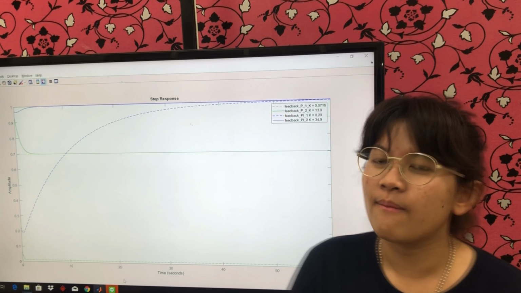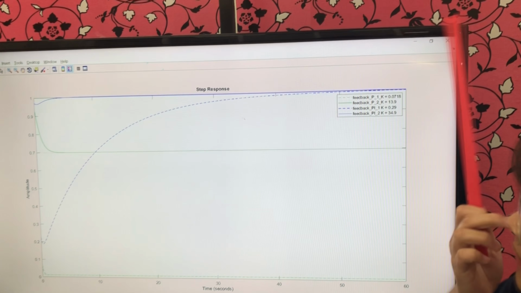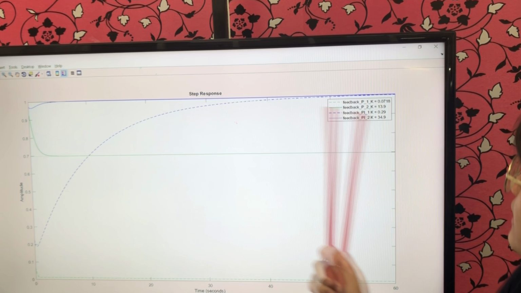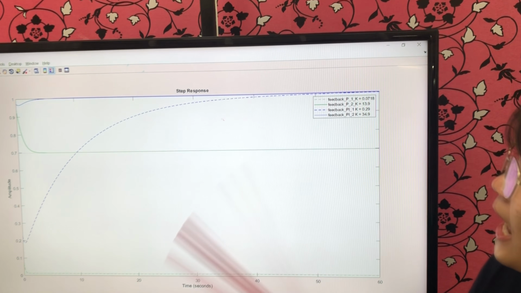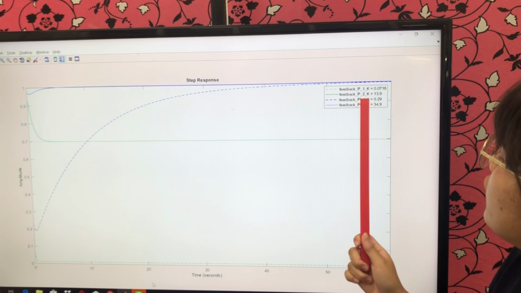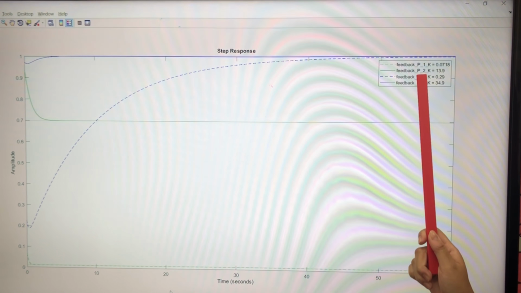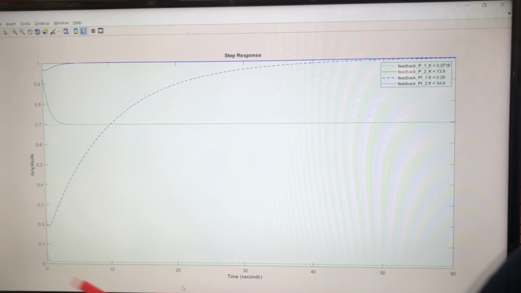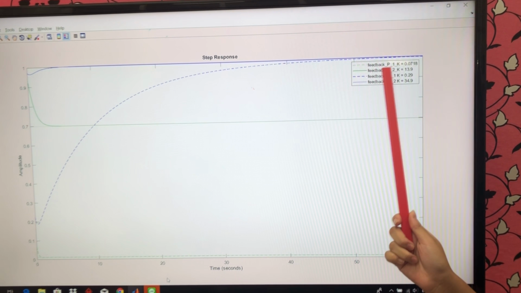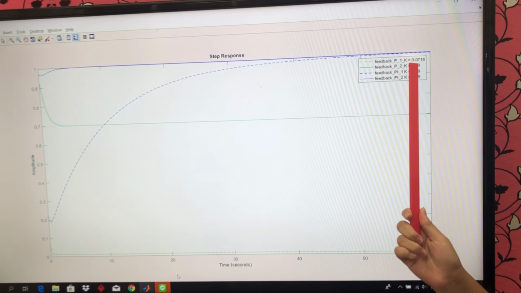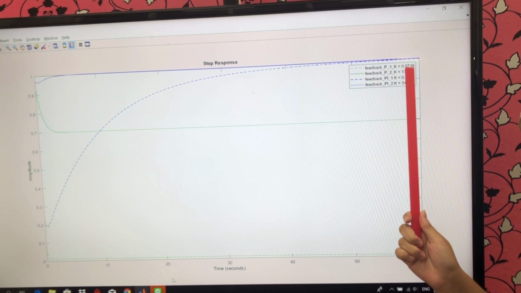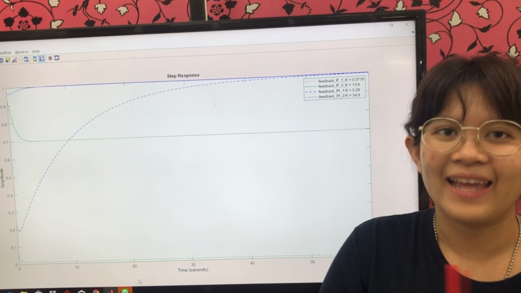After that, we use the command to get all the step responses. This line is the PI step response when K equals 34.9. The blue dash line is the PI controller when K equals 0.29. The green solid line is the P controller when K is 13.9, and the green dash line is the P controller step response when K equals 0.0718, and we choose the solid line.